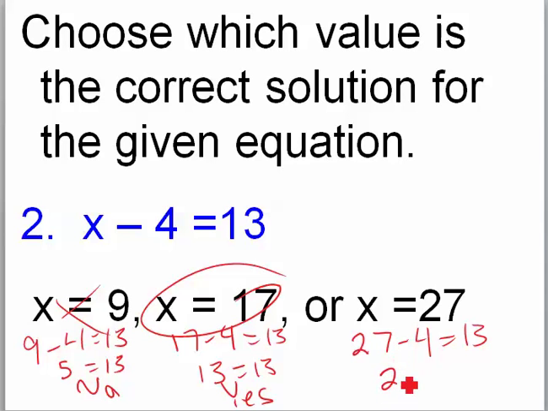27 minus 4, that's 23, right? So, nope, it ends in a 3, but it's not what we wanted, so our answer is no again. So x equals 17. If you got that, give yourself a smiley face.